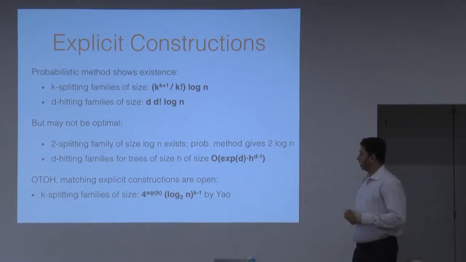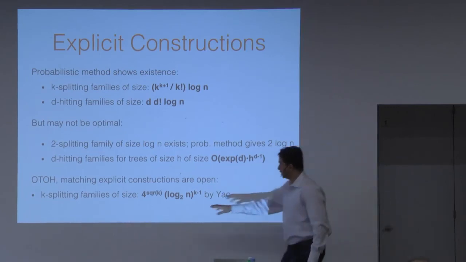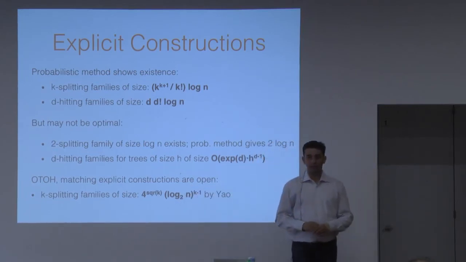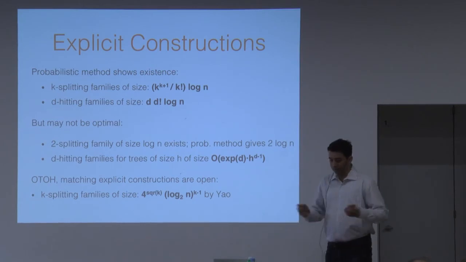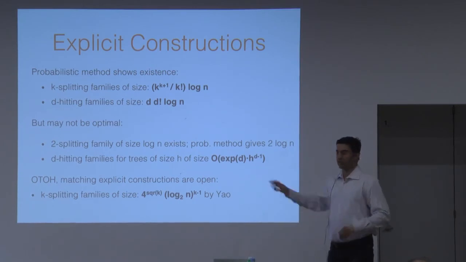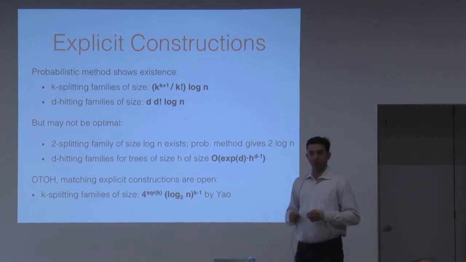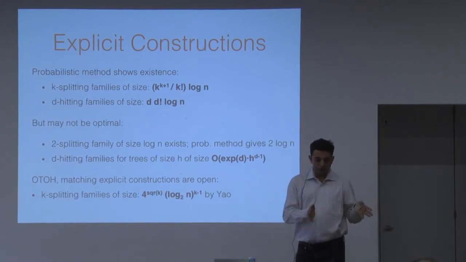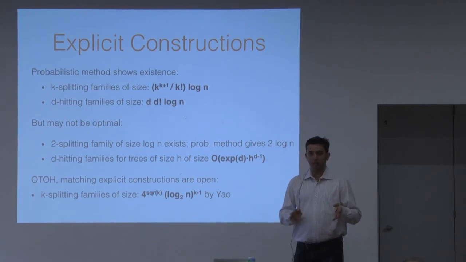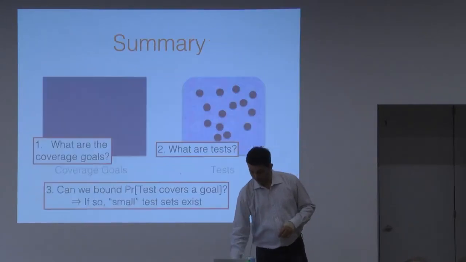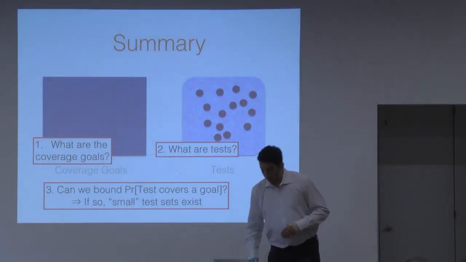For example, for k-splitting families, Yao's result shows that there are k-splitting families of roughly this size. And you don't have to go through the exact numbers. It just says that this number is actually lower than the probabilistic construction that we have given. So I think there is a nice space of problems here in relating these combinatorial constructions and the probabilistic constructions and shifting them back to testing.